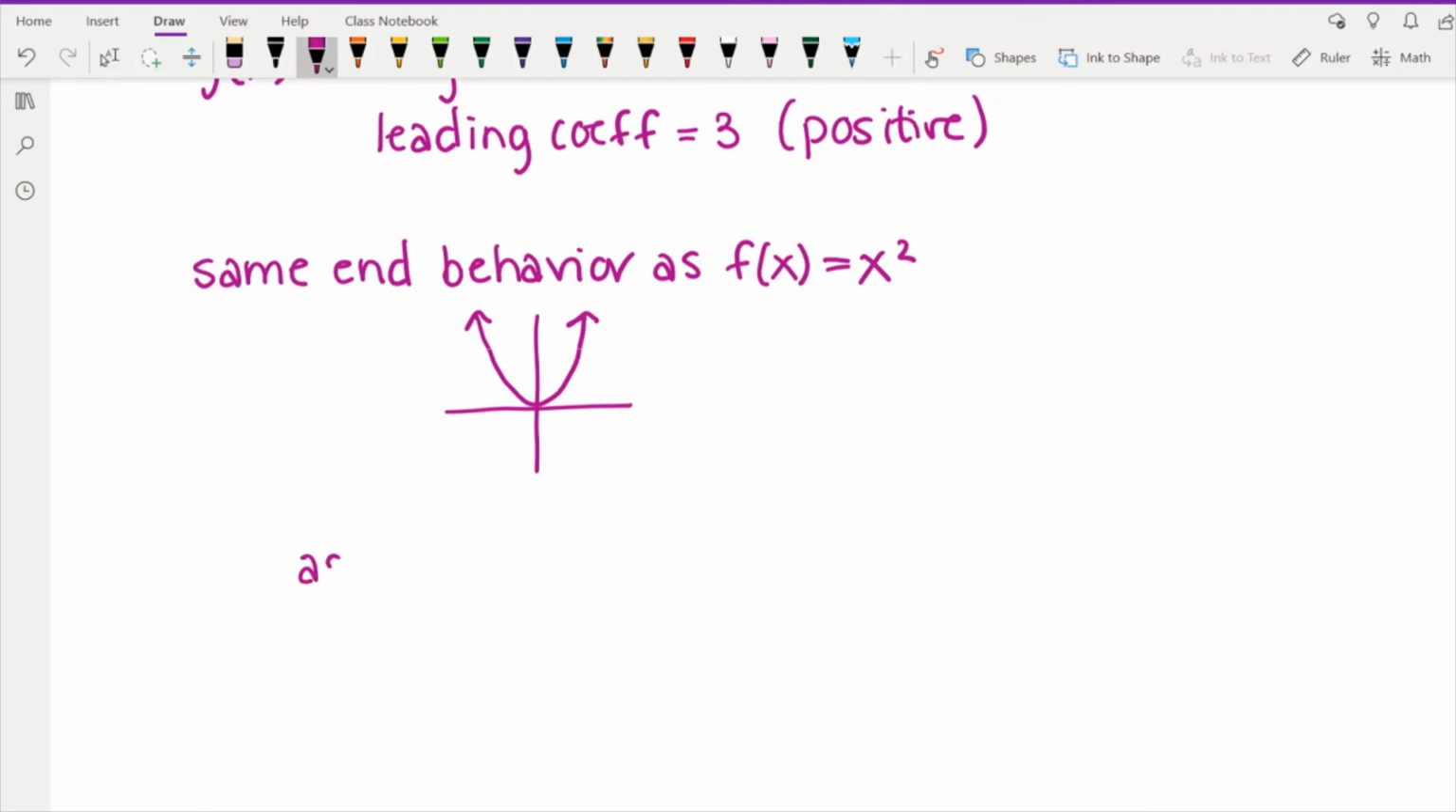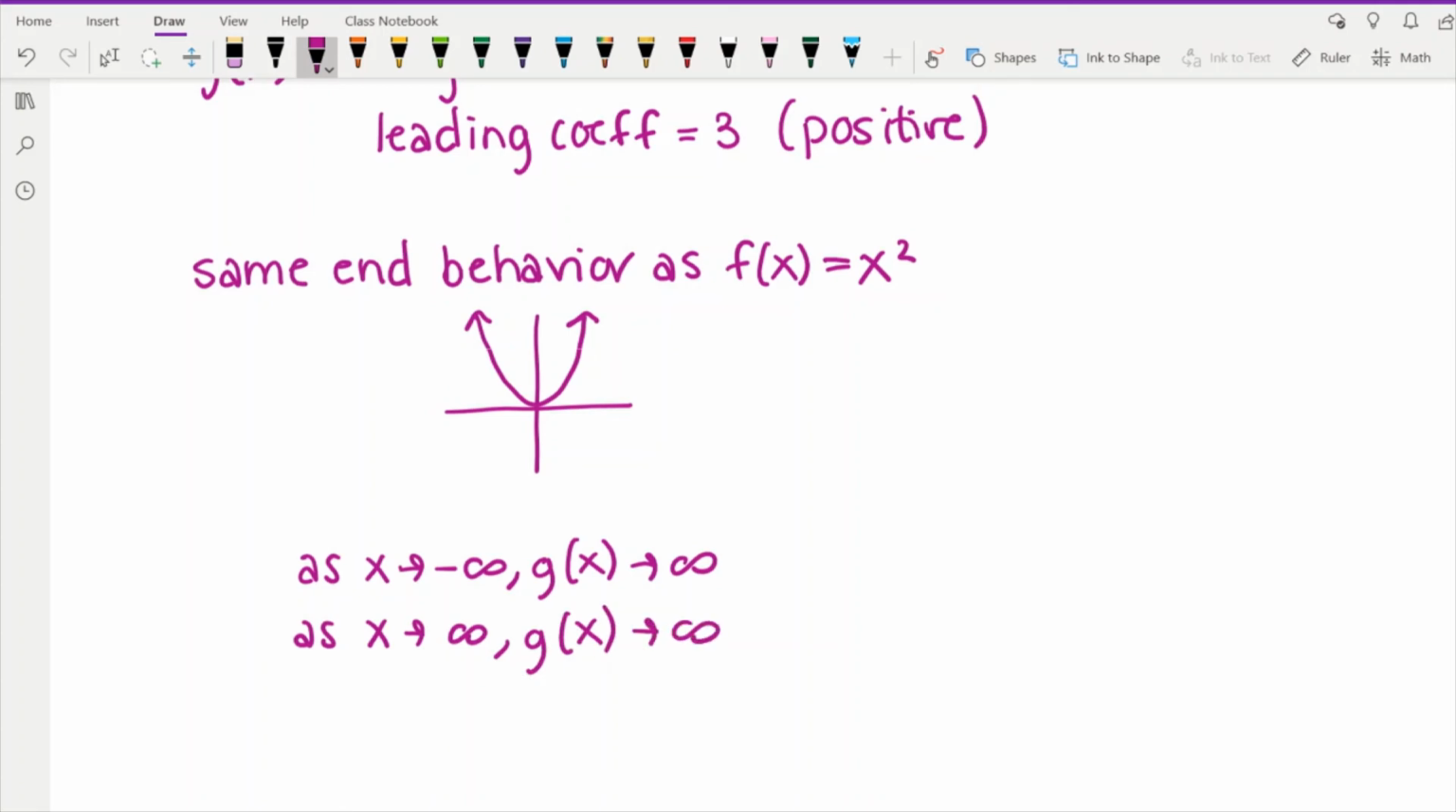And so that tells us that as x approaches negative infinity, f of x approaches positive infinity, right? It goes upward on both ends. And as x approaches positive infinity, and I guess our function, sorry, it was called g of x. So let me just fix that. g of x is also going to approach positive infinity.